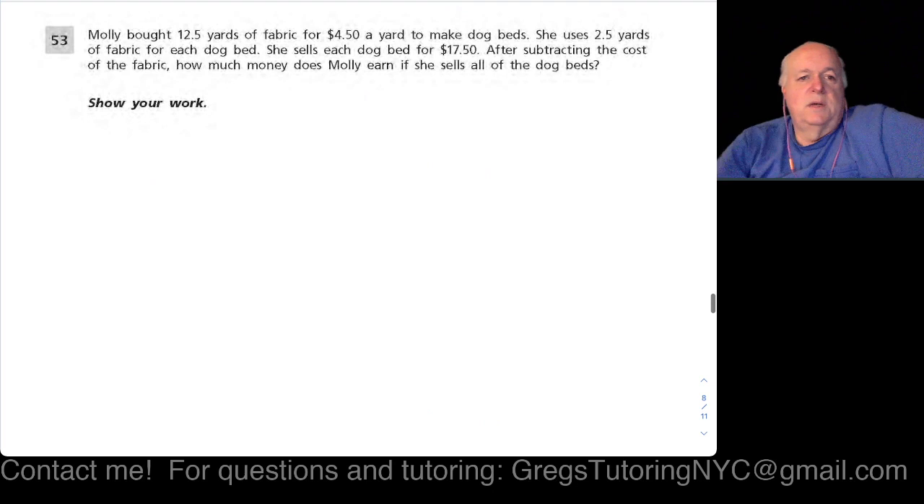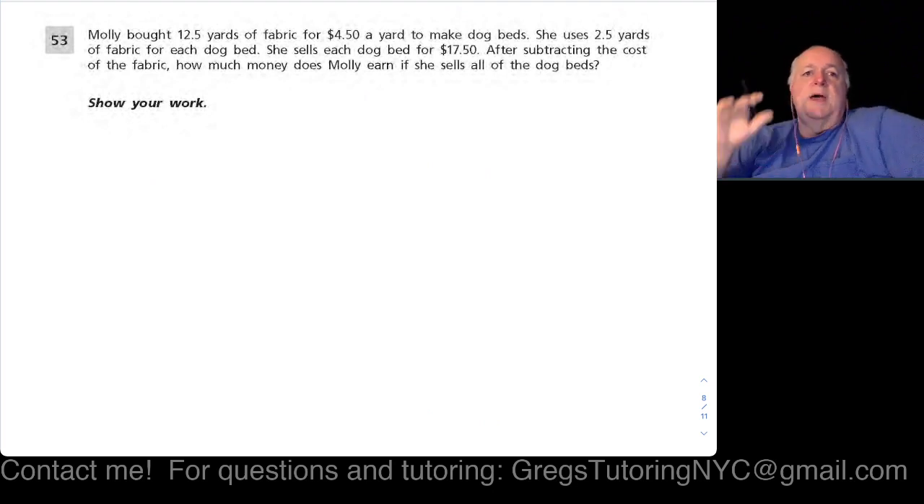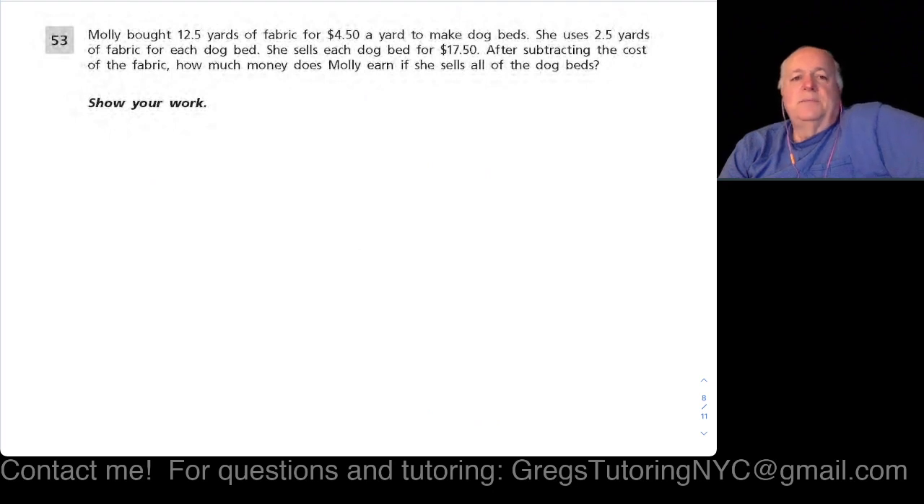So this is a problem. Just looking at it from here, I see 4 numbers leaping out at me. I don't see a lot of words. Sometimes a lot of kids get bogged down when the word problem is too long, but sometimes the shorter ones are even harder.